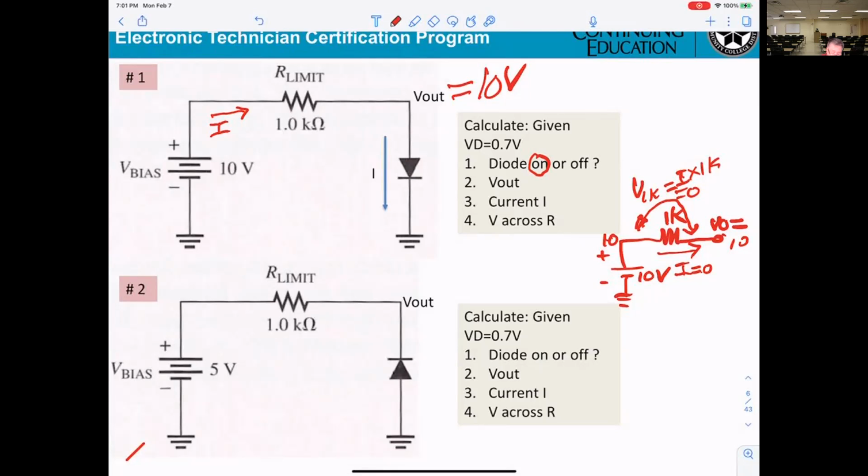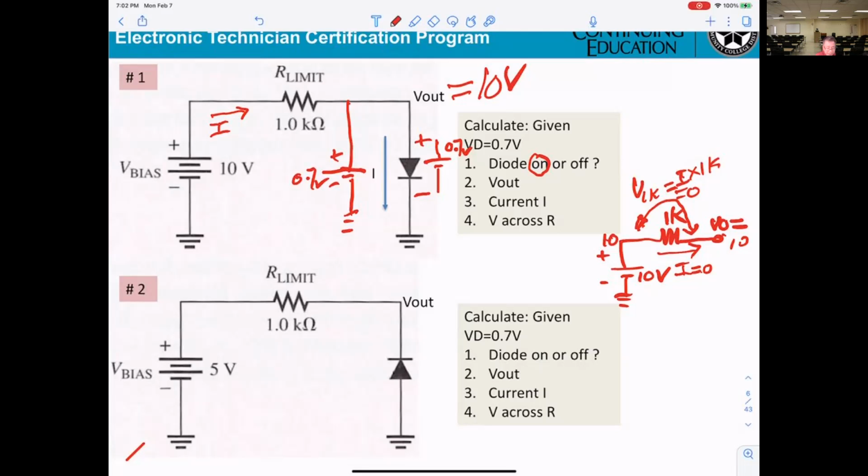When it's on, you remove the diode and substitute a battery for the diode with the value 0.7 volt. Okay? That's what you have to do. If you say the diode is on, now you substitute the diode by the battery, and the value will be 0.7 volt for silicon. That's the first thing you have to know. You say on, and now you must substitute the diode by the battery.